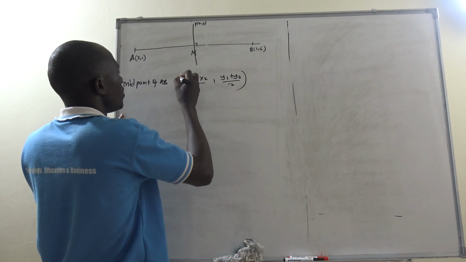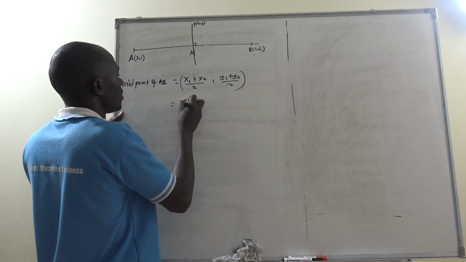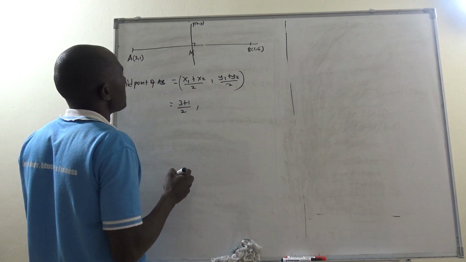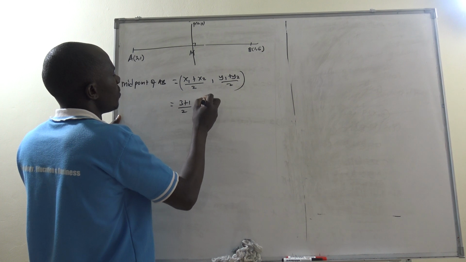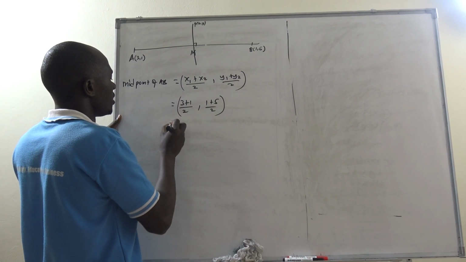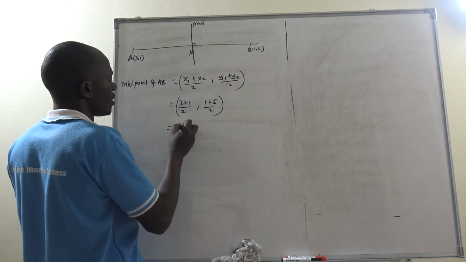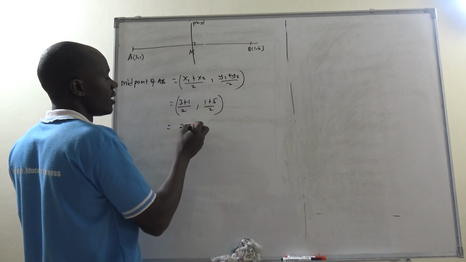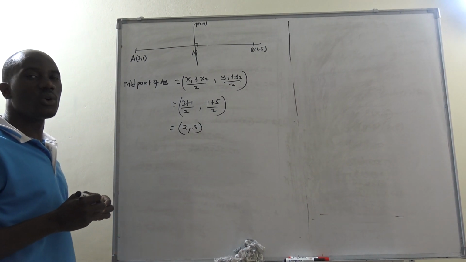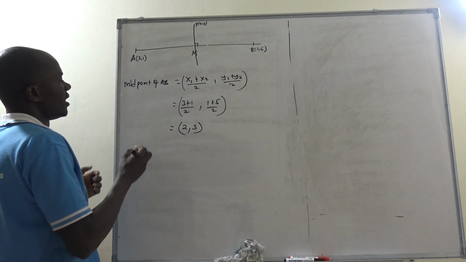So what is our x1? Our x is (3 plus 1) out of 2, comma. What is y? Y is (1 plus 5) by 2. So what does it become? 3 plus 1 you are getting a 4, and 4 divided by 2 you are getting a 2, comma, 6 divided by 2 it is a 3. This is the midpoint. So we need now also to get the gradient of the line AB.